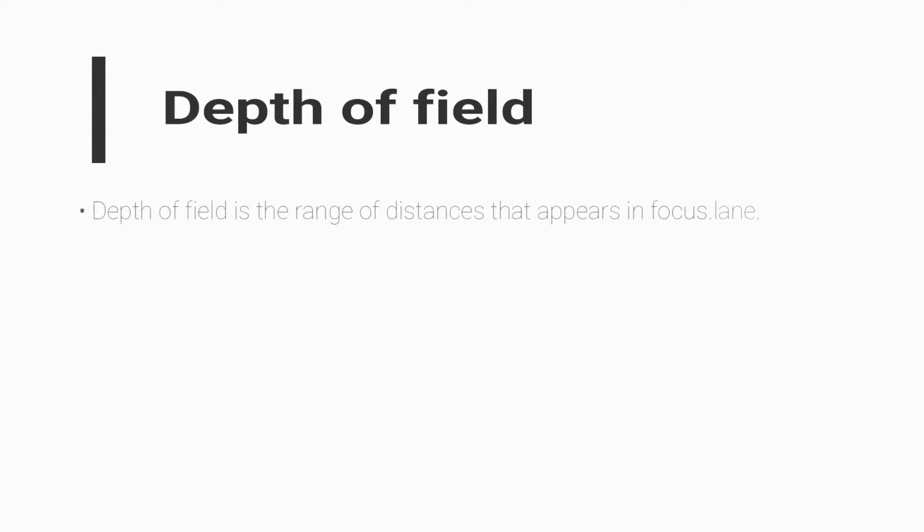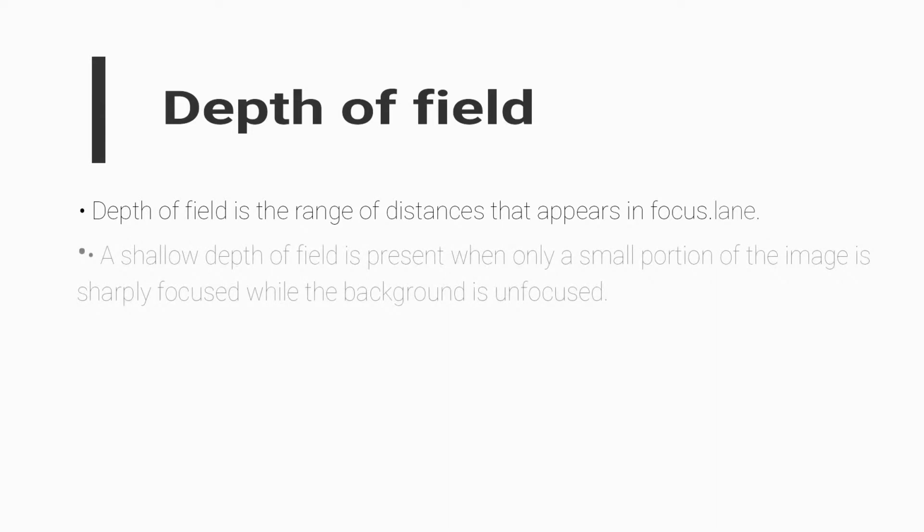A shallow depth of field is present when only a small portion of the image is sharply focused, while the background is unfocused. A shallow depth of field is used in portraits because that unfocused quality eliminates anything distracting from the background and draws more attention to the subject.